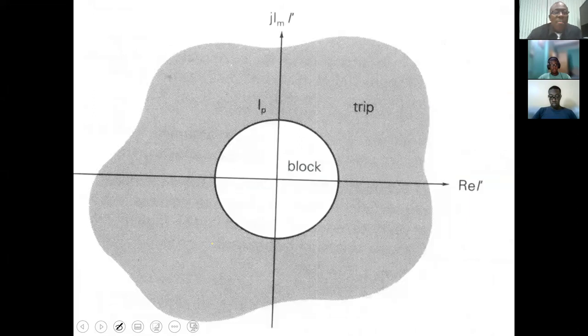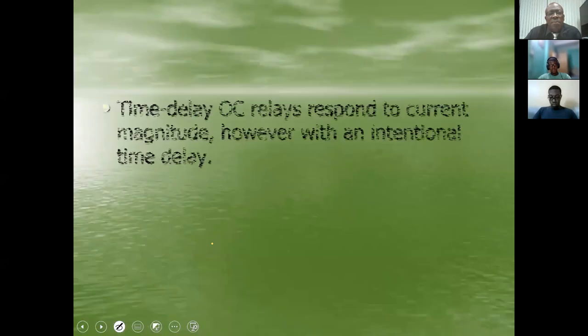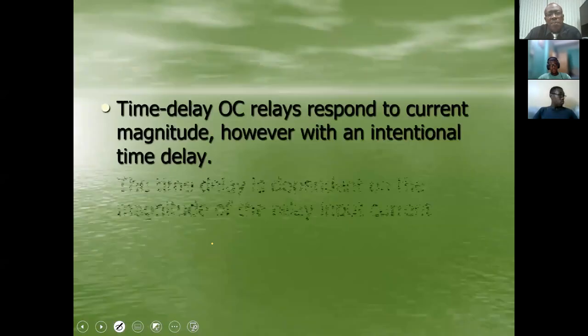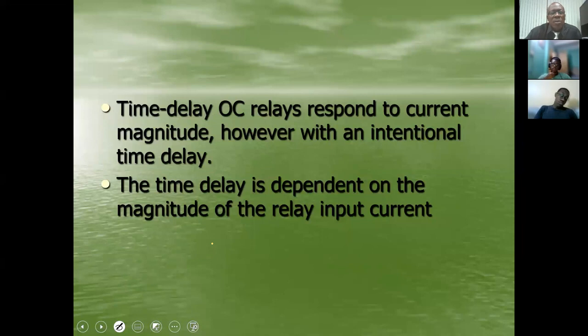All right. Which is what is shown here. So you have the time delay overcurrent relay, and that's going to respond again to a certain current magnitude. But then we build in that delay, as I mentioned. And that will be dependent on the magnitude of the relay input current.